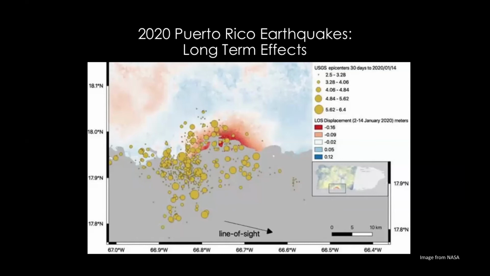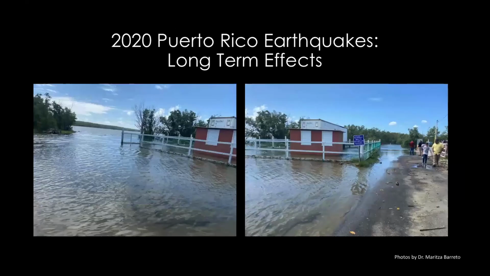So this image is from NASA. It was created by NASA from satellite data, and it shows how much displacement or change occurred in the area of the earthquake epicenters. So areas in red became lower, areas in blue became a little bit higher just from the movement of these earthquakes. The 7 inches might not sound like a lot of change, but if you have a home or a business that is on a low, broad coastline, 7 inches is a lot.